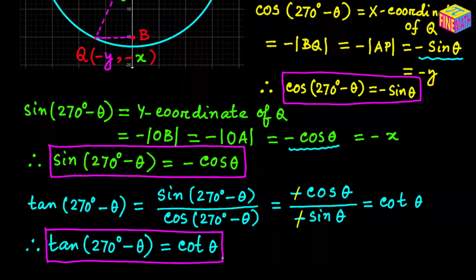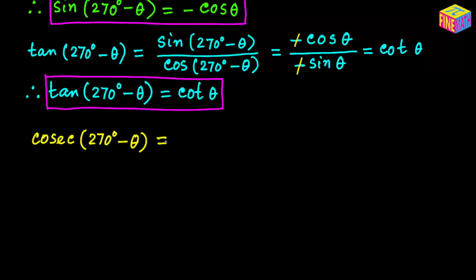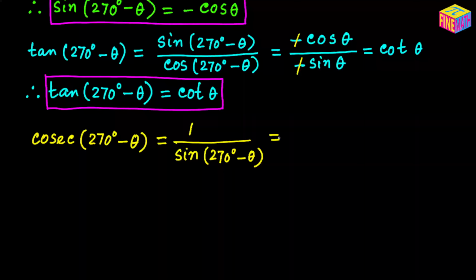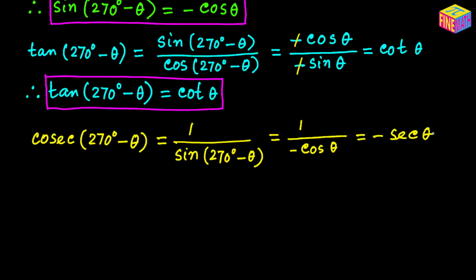Now let's try to calculate the reciprocal ratios, which are cosecant, secant and cotangent. First we are going to start with the cosecant of 270 degree minus theta. We know that cosecant is the reciprocal of sine, so we can write it as 1 divided by sine of 270 degree minus theta. And now what was the value of sine of 270 degree minus theta? Well, that was actually negative of cosine of theta. And we also know that the reciprocal of cosine is secant, so this should be negative of secant of theta. So let me make a quick note.